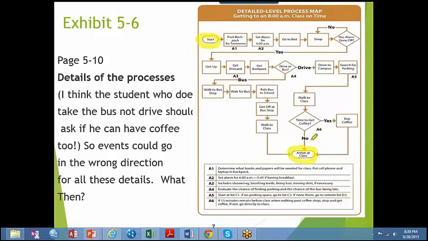Okay, now as we've talked about, the rectangles are processes. So we pack our bags, we set the alarm, we go to bed. Okay, and we sleep. Okay, and now we have a triangle. The triangle is a decision. So in the decision, the question is, has the alarm gone off? No, then we continue to sleep. If yes, then what do we do?